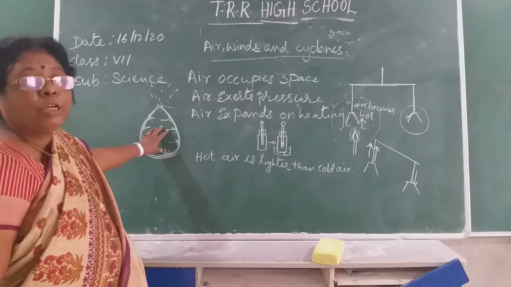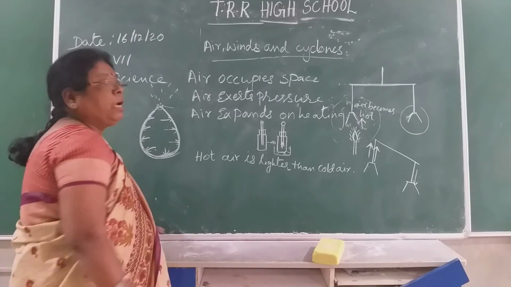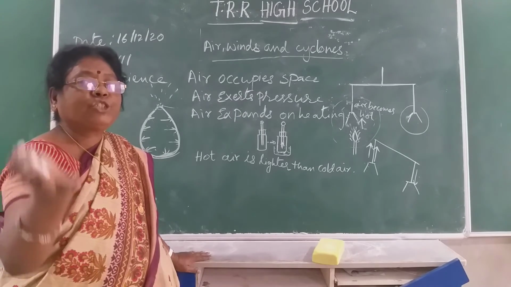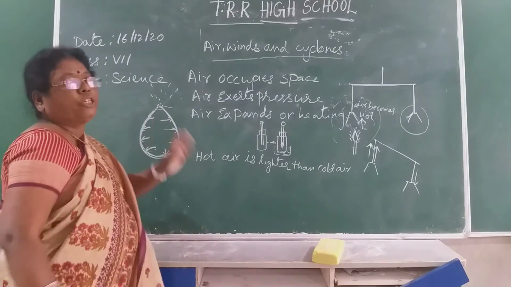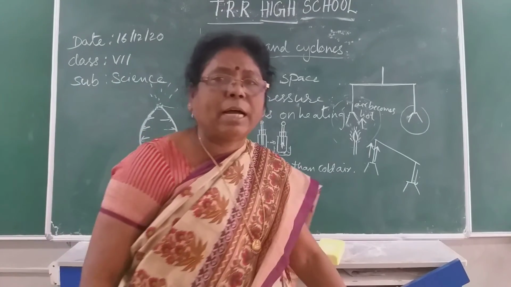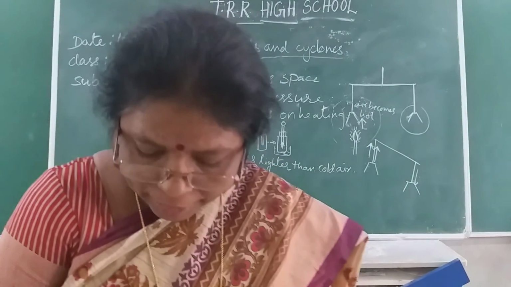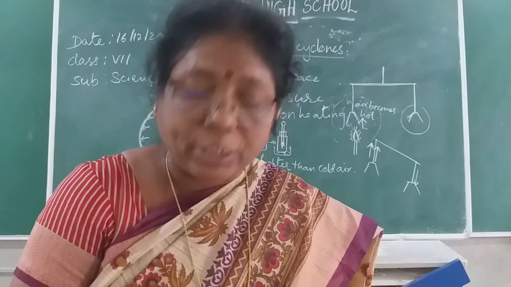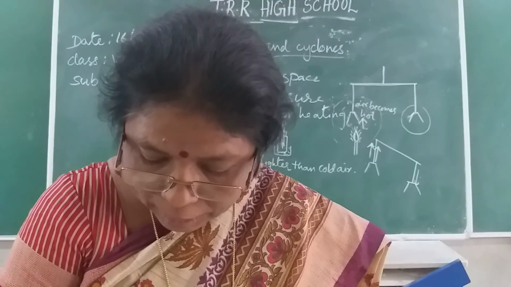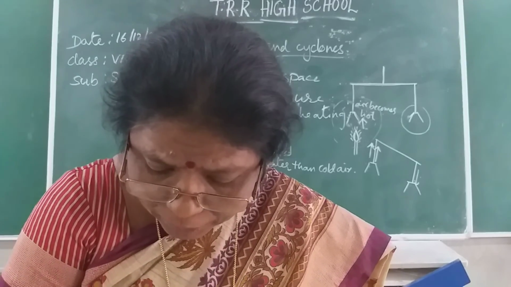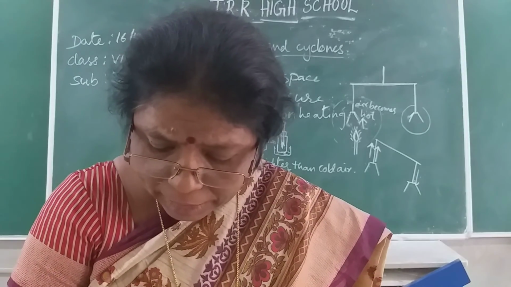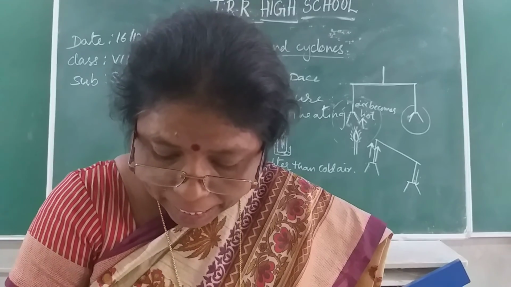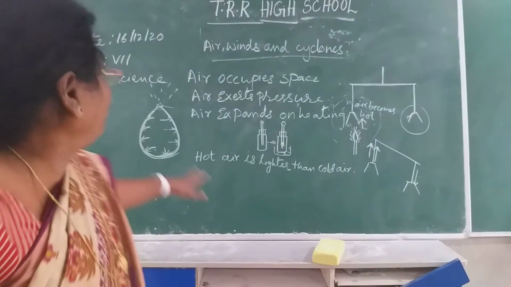outside. So what happens? Always the air moves from higher pressure region to lower pressure region. What you understand by this is that the air in the balloon is at high pressure and it goes towards the low pressure area.